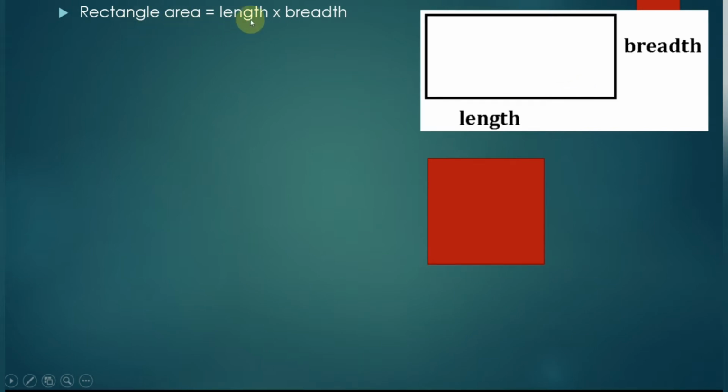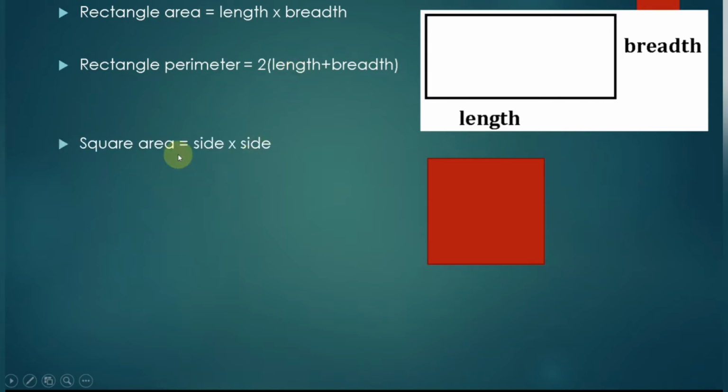So rectangle area is length times breadth. And if I am taking the perimeter, perimeter is 2 times (length plus breadth). This is the formula. Perimeter is basically the boundary. Here, how long the boundary is, you calculate it using the perimeter formula. Then we come to the next.